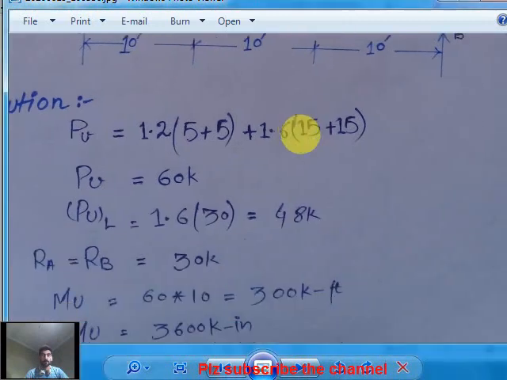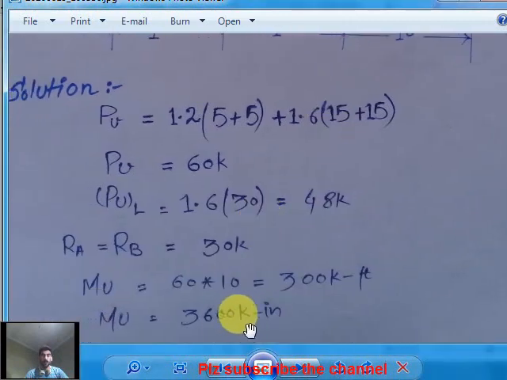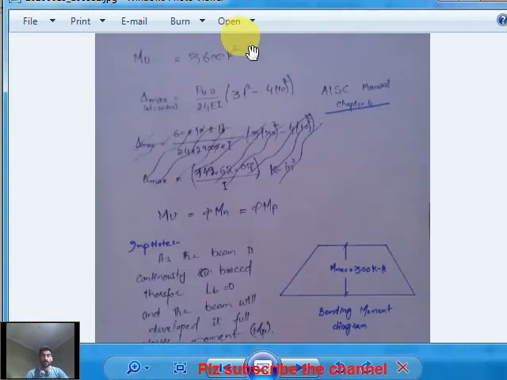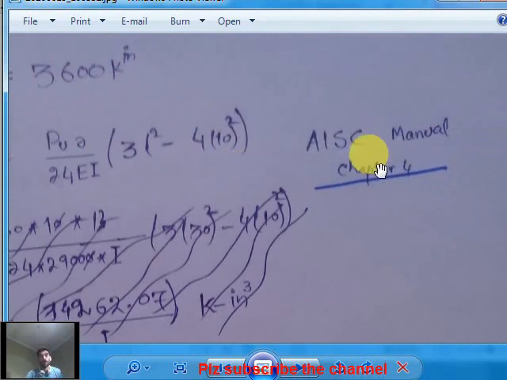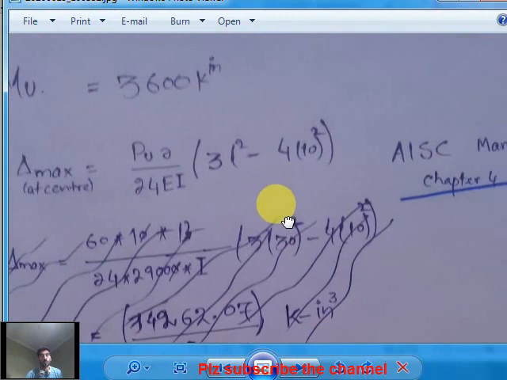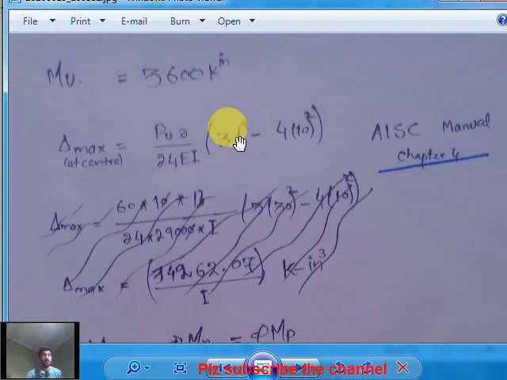Now you find out your reaction, that is your moment, that is 3600 kip-inch. Clear? Now next, we got the moment, and now we have to determine the maximum deflection. Remember from AISC manual chapter 4, you can see this formula, you can search for it. Clear? In the previous lecture I showed all these formulas, and you just need to search for them. At the end of the lecture I will try my best to show you these formulas.